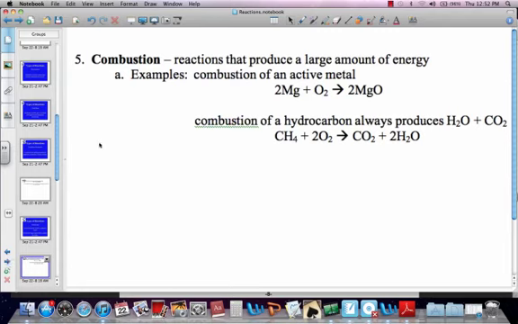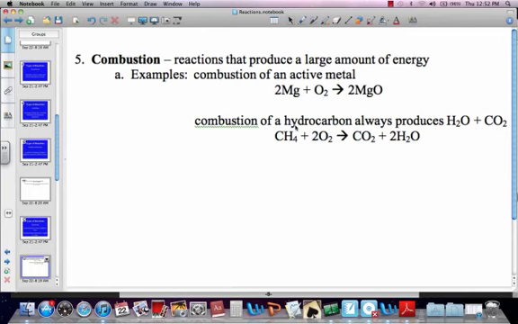And finally, the last one, combustion. Anytime you burn something in the presence of oxygen, it's called combustion. Yes, I know this right here is synthesis. It's also considered a combustion reaction. Magnesium is heated in the presence of oxygen gas. You're going to produce magnesium oxide.